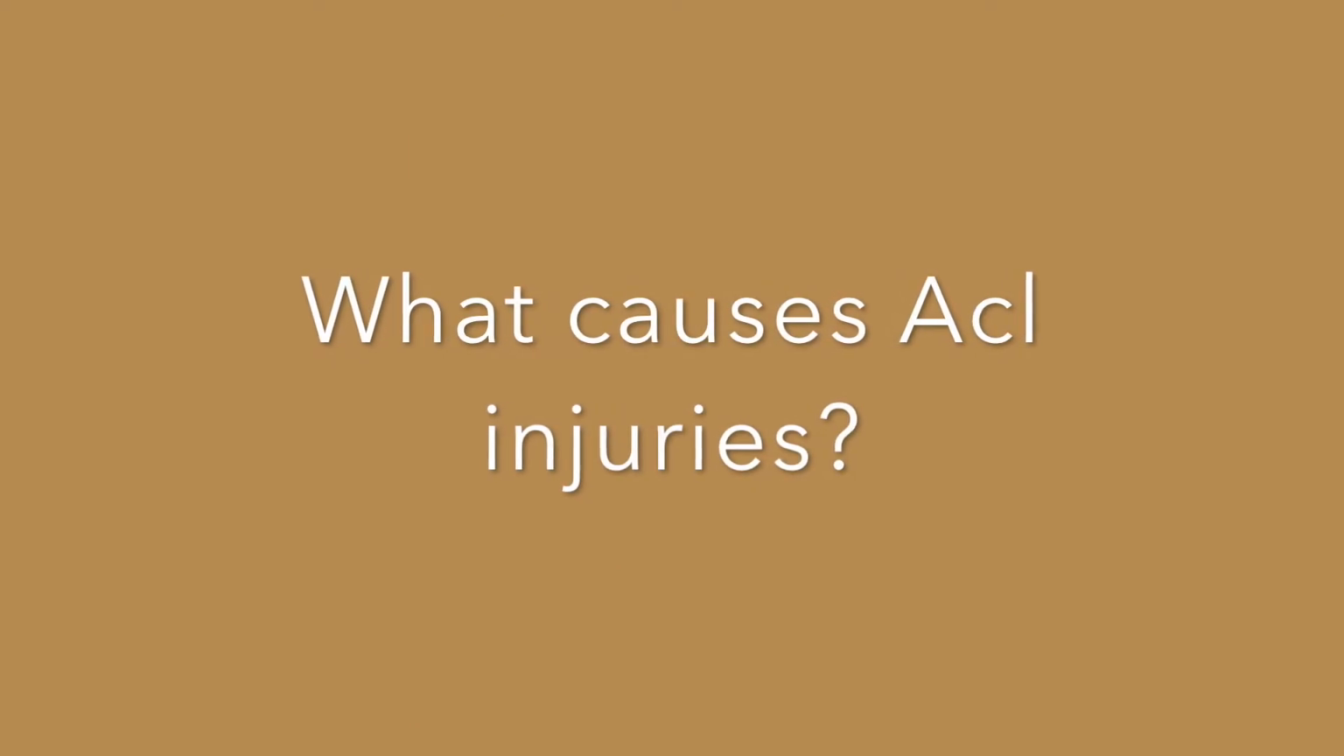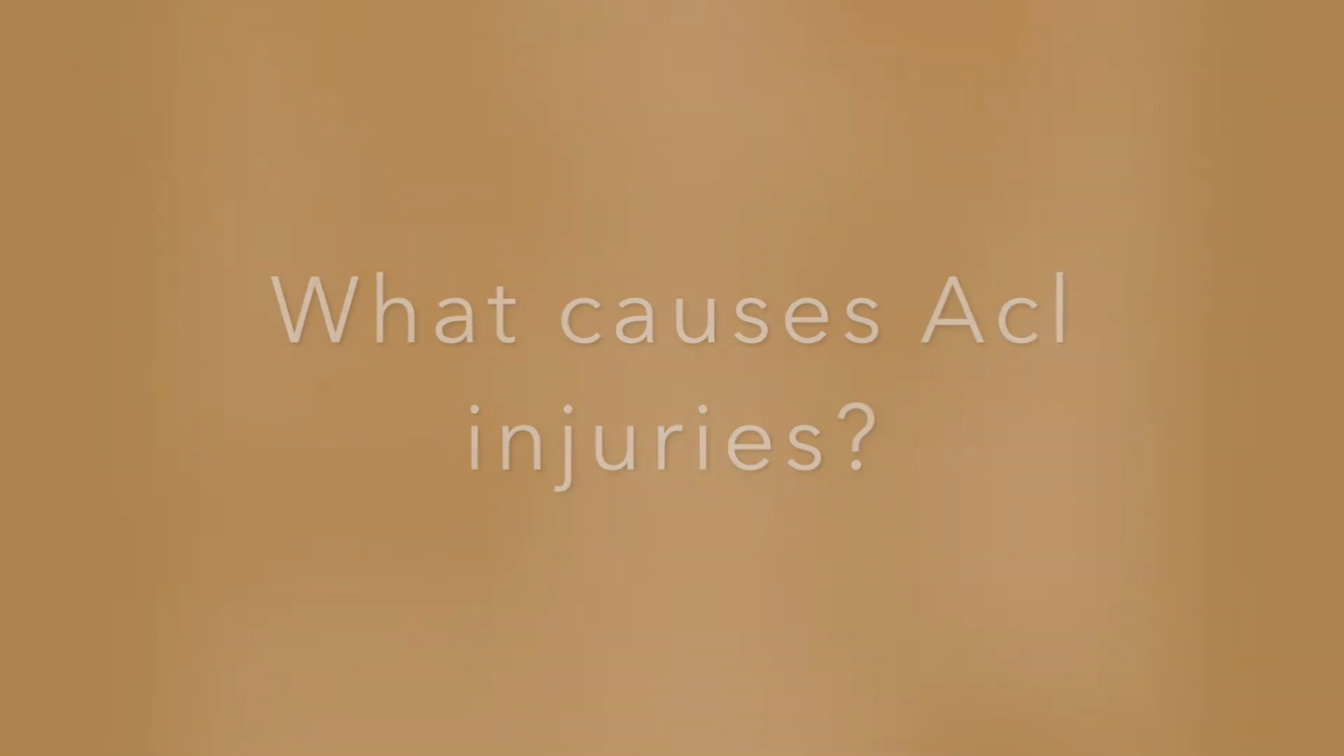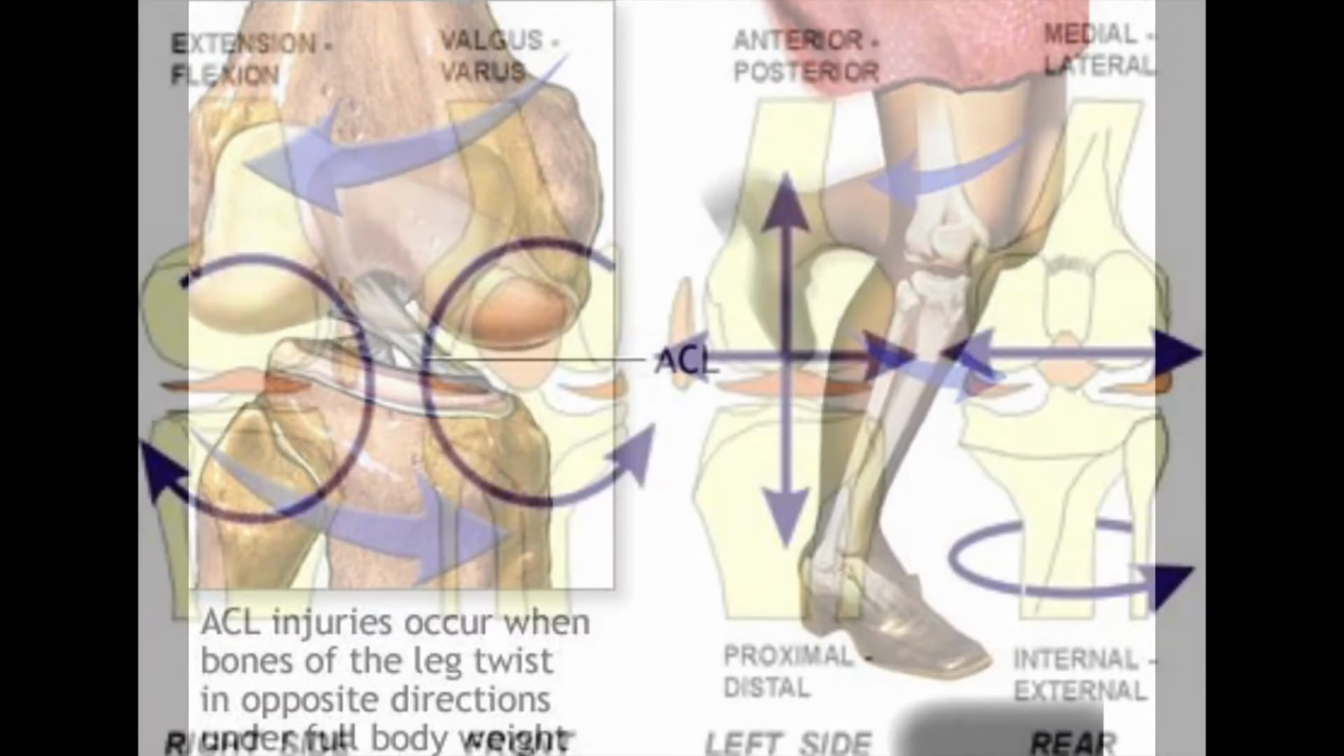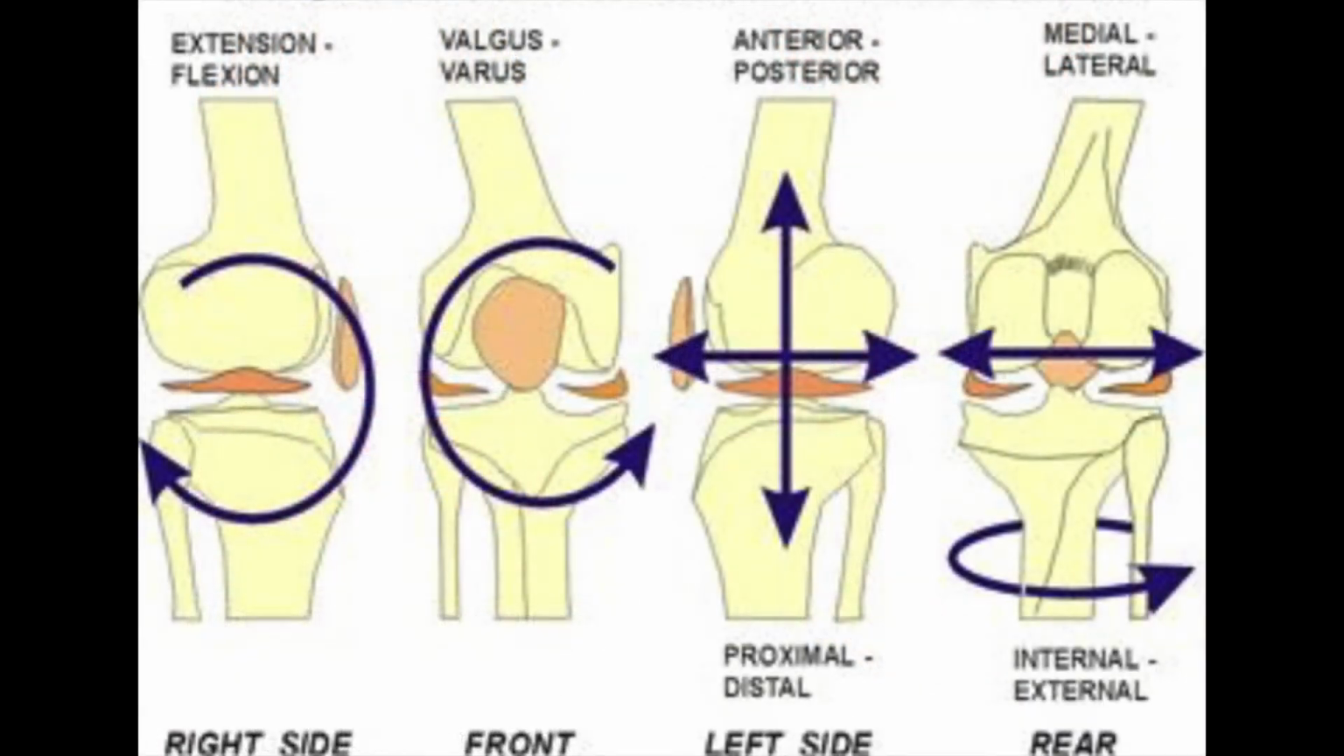So what does cause an ACL injury? It usually occurs due to the anatomical disadvantage of the knee and improper biomechanics from the athlete. ACL injuries aren't only caused due to contact.